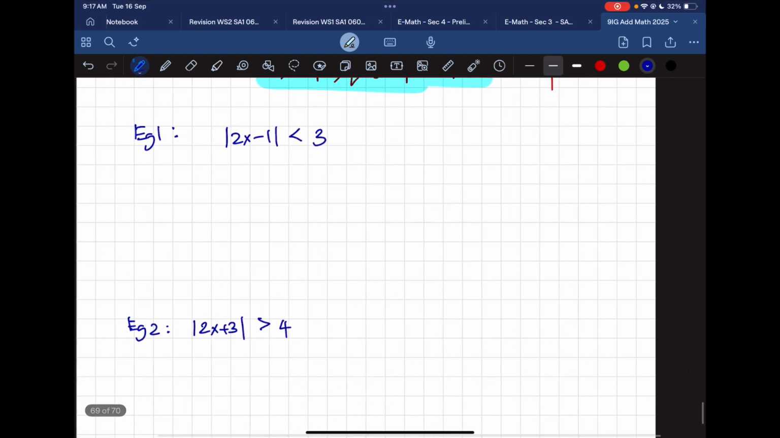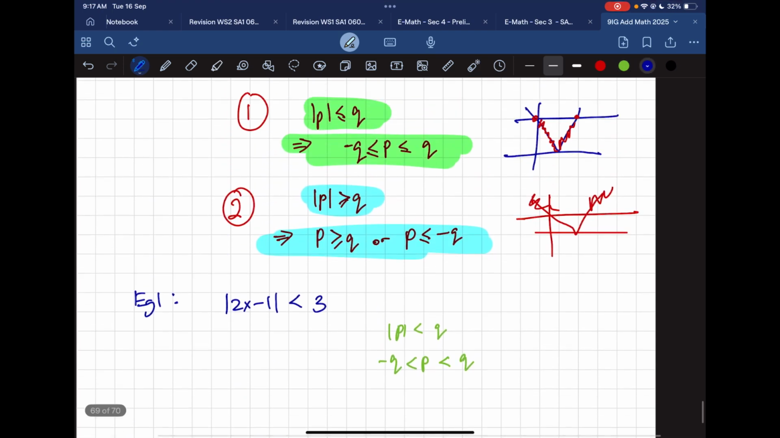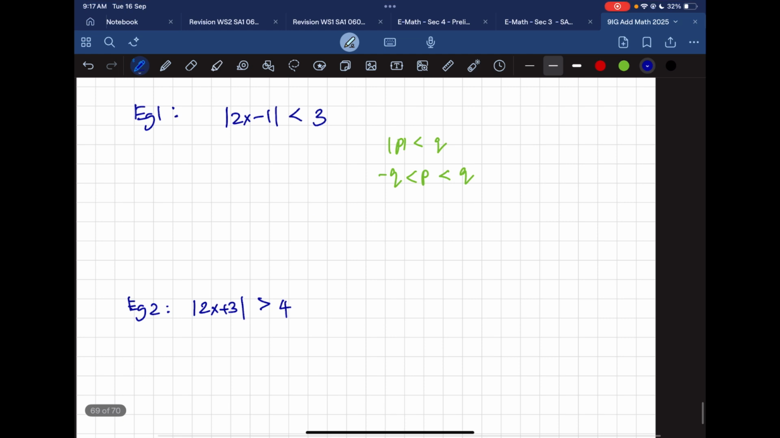Okay, let's look at example 1. We have modulus of 2x minus 1 is less than 3. So this is exactly the scenario where we have mod P is less than Q. We will recall that this is between minus Q and Q, so we're going to apply it in this scenario. Therefore we say 2x minus 1 is less than 3, and it is more than minus 3.